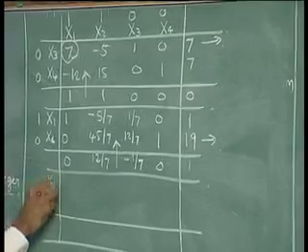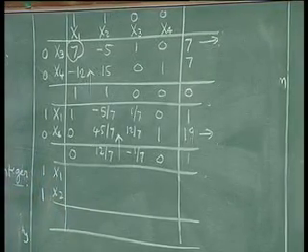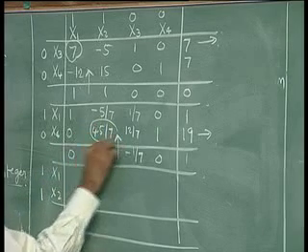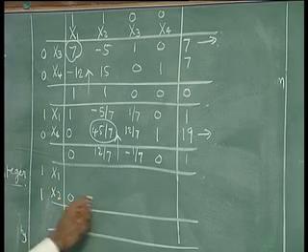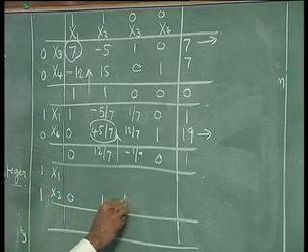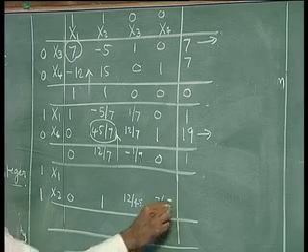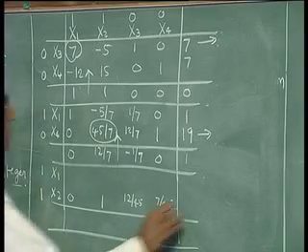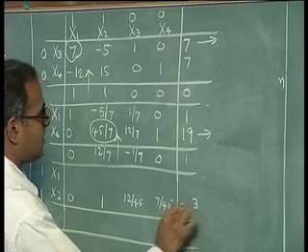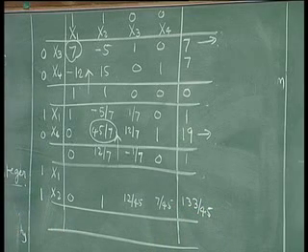So, I have x1, x2, 1, 1. This is the pivot element. 45 by 7 is the pivot. So, multiply or divide by the pivot to get 0, 1, 12 by 45, 7 by 45, 19 into 7 is 63, 133 by 45 here.